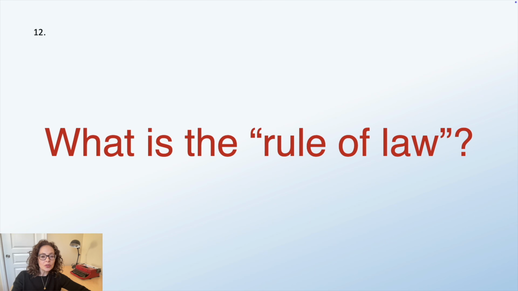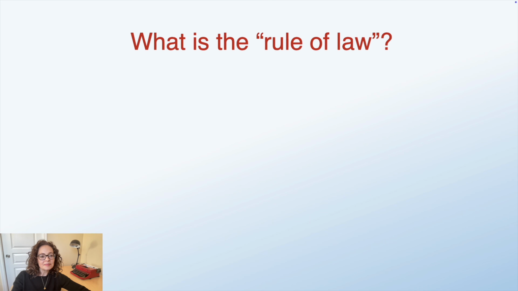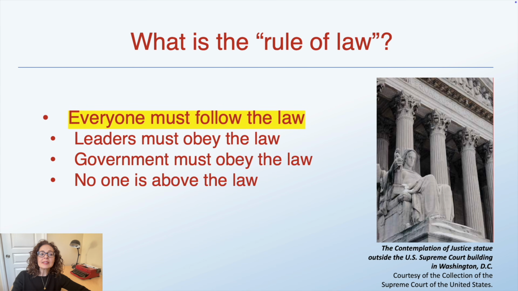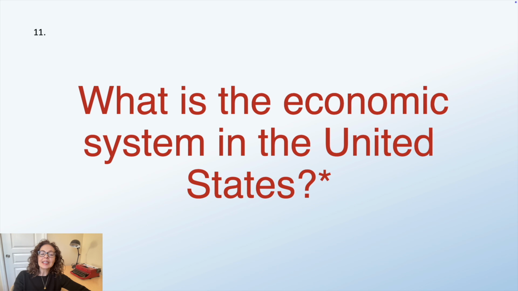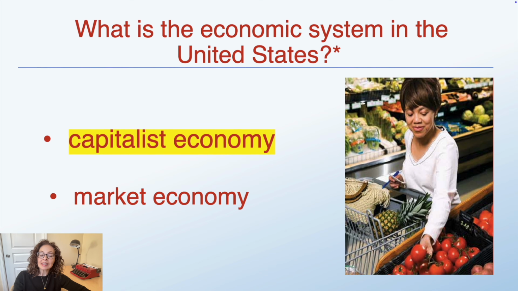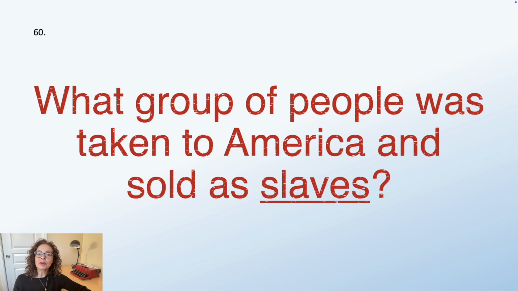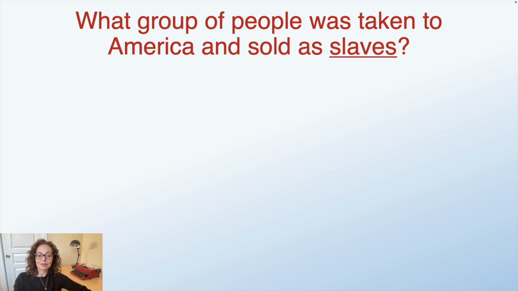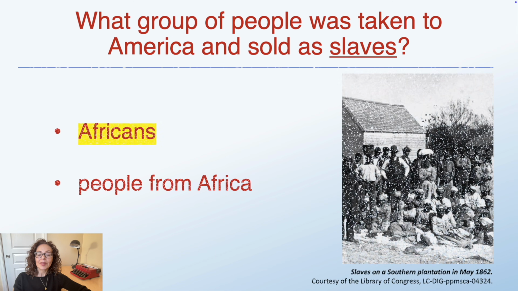What is the rule of law? The rule of law means everyone must follow the law. What is the economic system in the United States? It's a capitalist economy. What group of people was taken to America and sold as slaves? Africans.